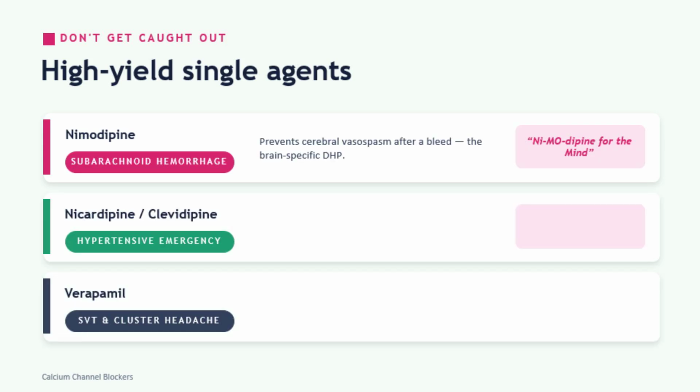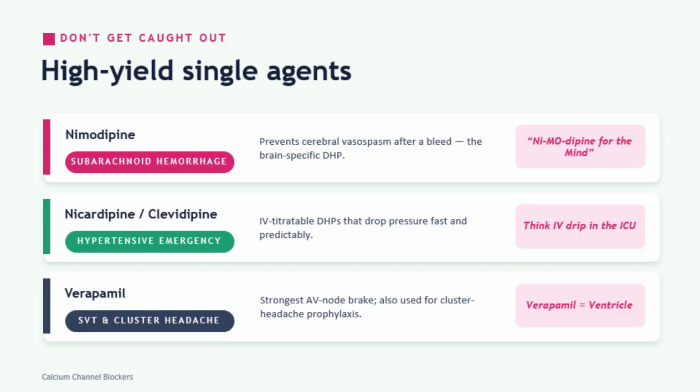Now these next few are the special agents. The VIPs and examiners absolutely love them, so let us give them some extra love. Nimodipine. Here is my mnemonic: nimodipine for the mind. It is the one we reach for in subarachnoid hemorrhage to protect the brain.